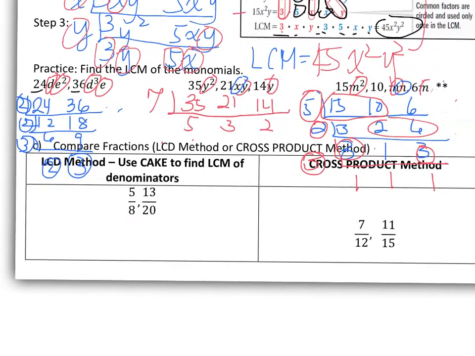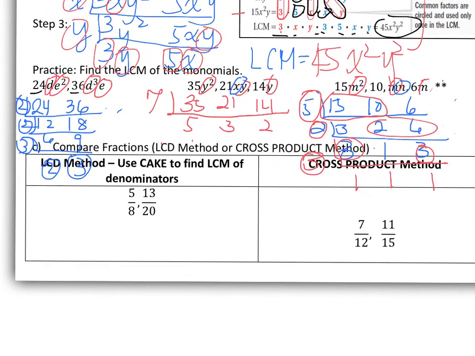Okay, in part C, we have to compare fractions. So I'm going to show you two methods. The first method is known as the LCD method. And the other method is called the cross product method.